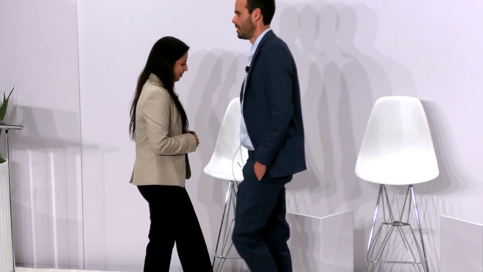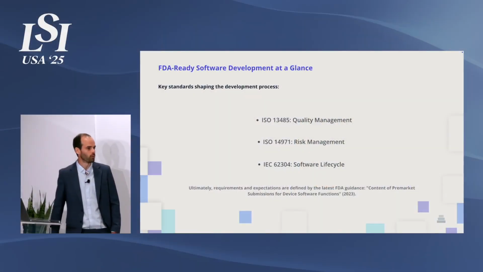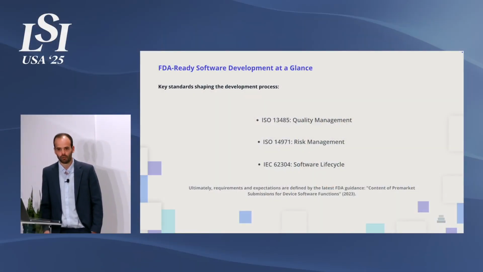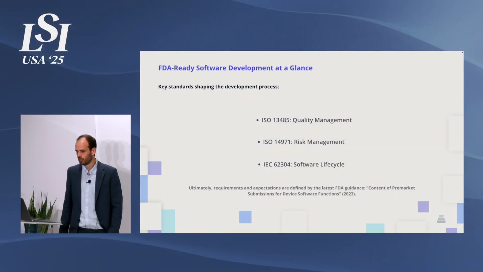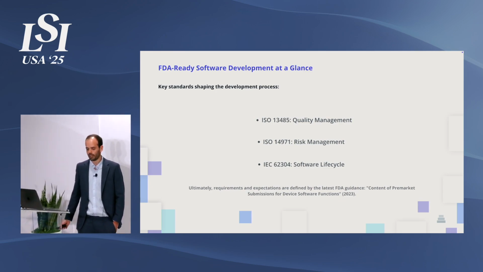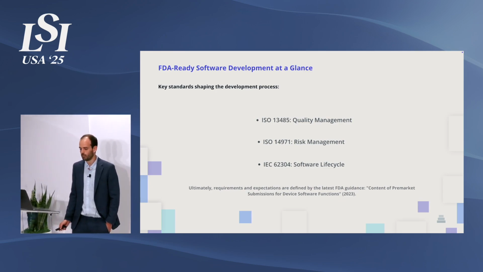Thank you. Okay, so this is going to be just a brief intro of what it takes to build software for the FDA, just to get everyone up to speed, but it's going to be brief, I promise. So first of all, the key standards that shape software development for the FDA, as with other parts of medical device development, are ISO 13485 for quality management system and 14971 for risk management. That's pretty straightforward and something that is not exclusive to software.